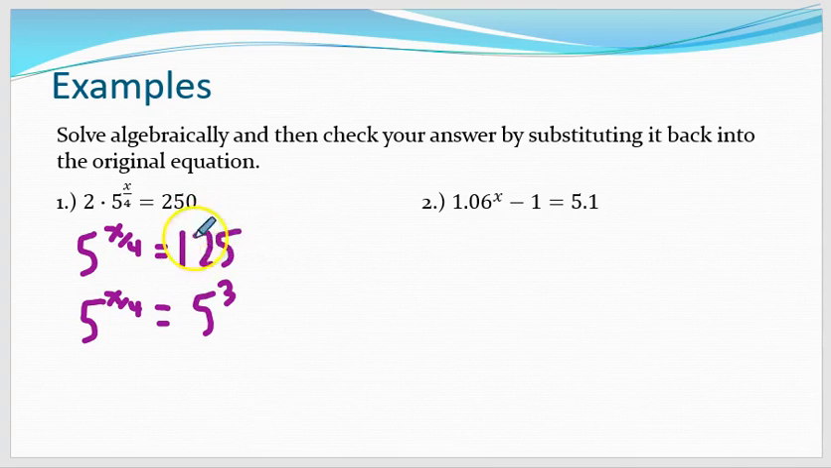So since I was able to rewrite 125 as 5 to the third power, now I can have the bases cancel and just solve this equation instead. When does x over 4 equal 3? Well, if you multiply both sides by 4, then the answer is 12.